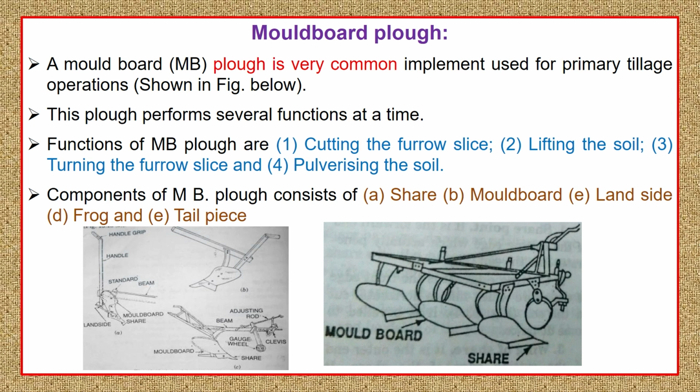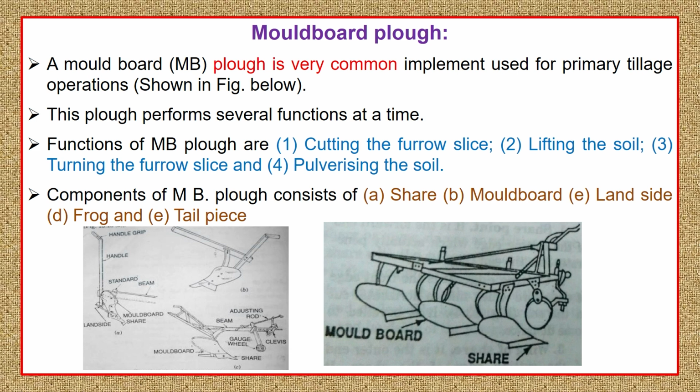So next is the moldboard plough. Moldboard plough is a very common type of plough, whether it is an animal-drawn implement or a tractor-drawn implement. In both cases, the primary moldboard plough is quite common nowadays, and particularly in tractor-drawn implements, the moldboard plough is more popular.